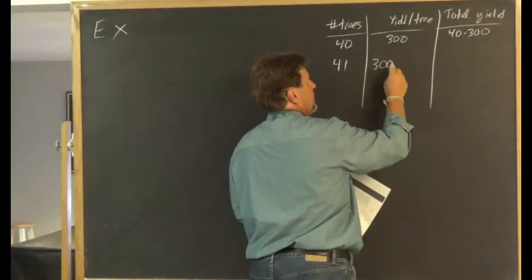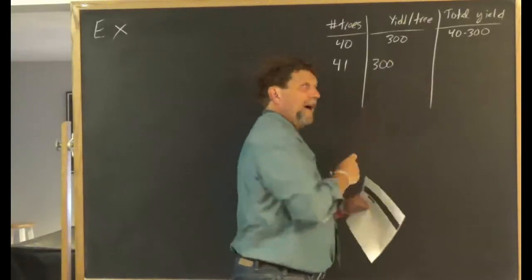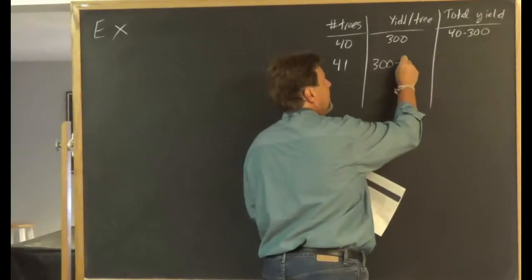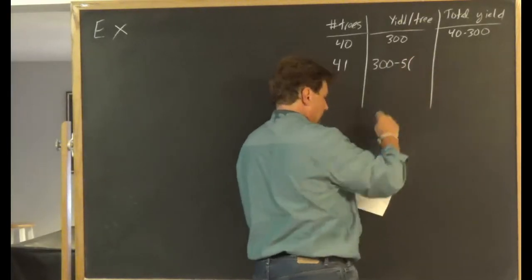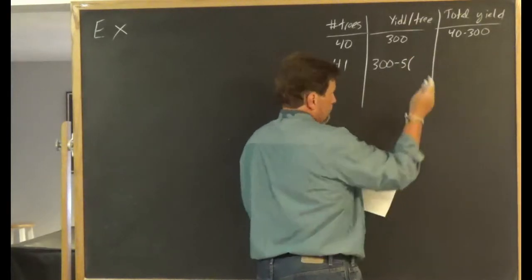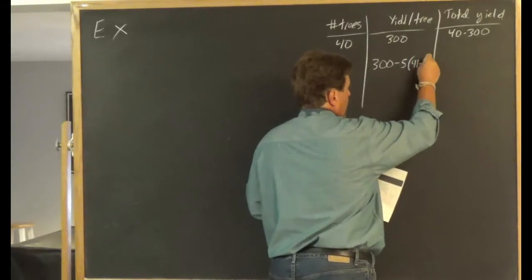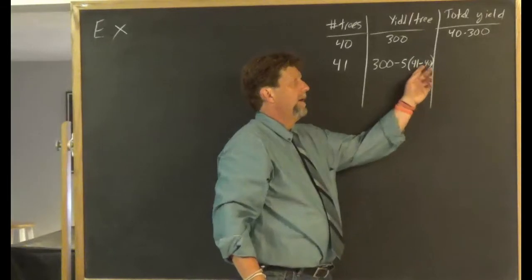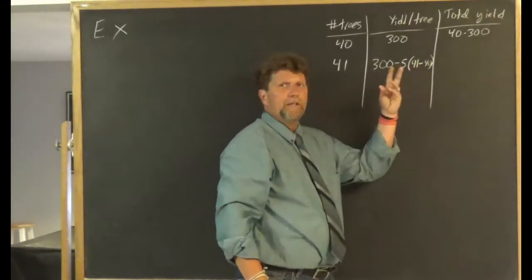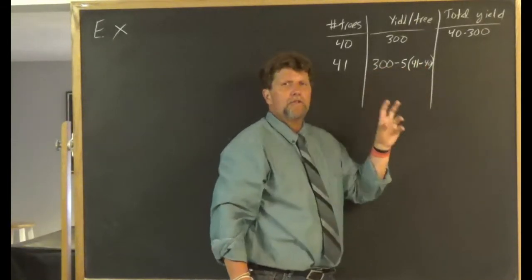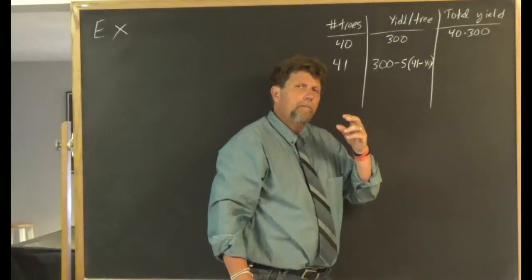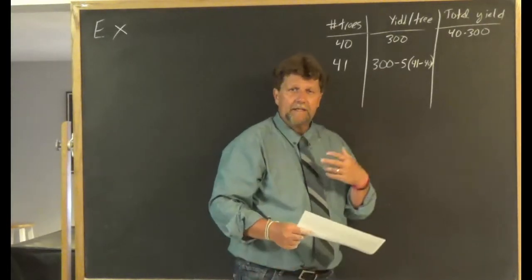It's 300. Well, it's 300 minus 5, right? You lose 5. But I'm going to write that like this: 5 times 41 minus 40. 41 minus 40 is 1. 5 times 1 is 5. 300 minus 5 is 295. So, let me continue on. See if I can detect a pattern.